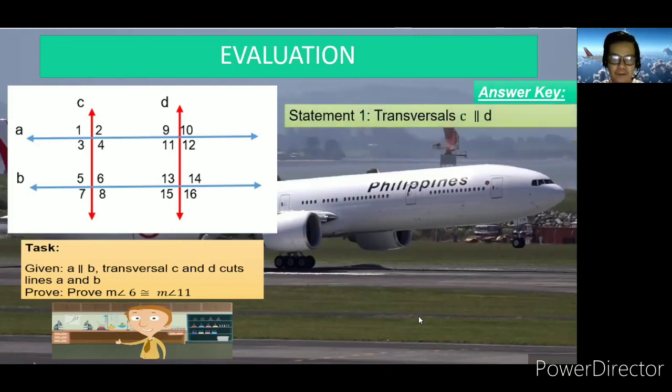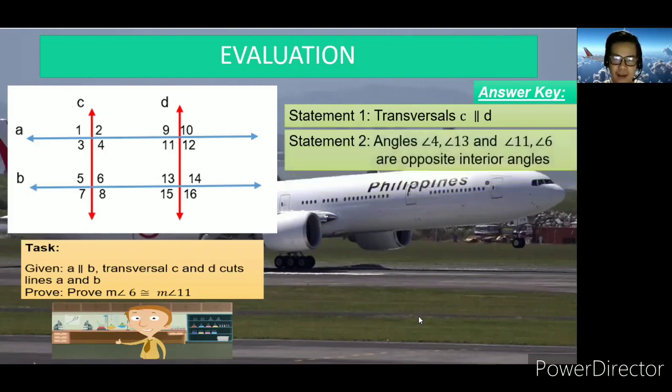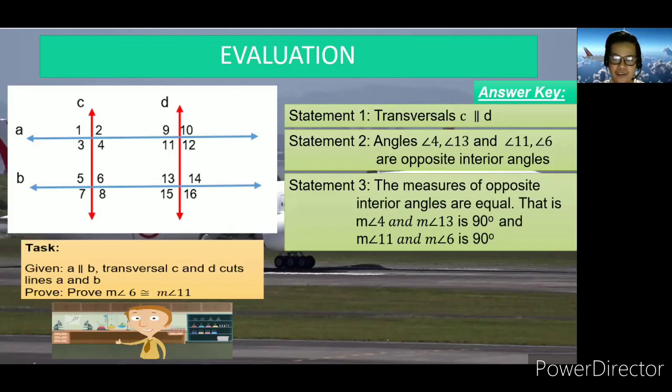Okay, using our magic spell, you can write in your statement number 1 that transversal C is parallel with D. You can also write in your statement number 2 that angles 4, 13, and angle 11, 6 are opposite interior angles. You can also write for your statement number 3 that the measures of opposite interior angles are equal. Using your protractor, you can see that the measure of angle 4 and angle 13 is 90 degrees. And the measure of angle 11 and the measure of angle 6 is also 90 degrees.